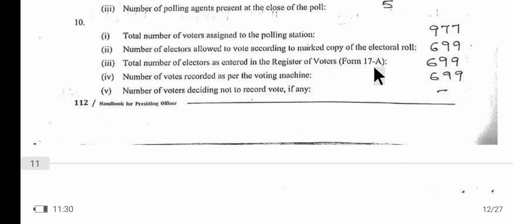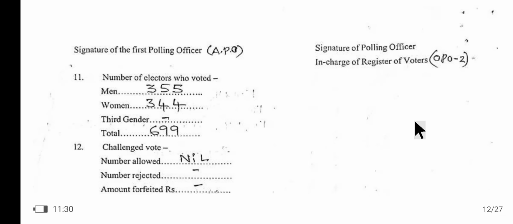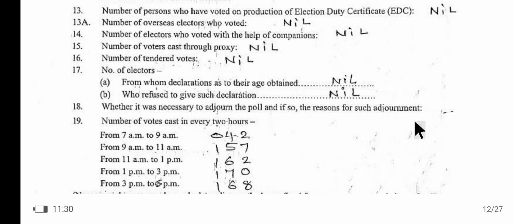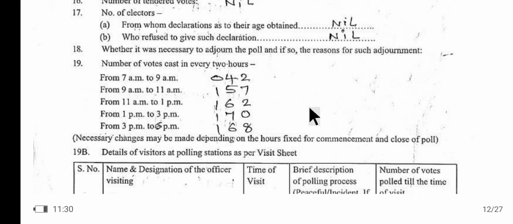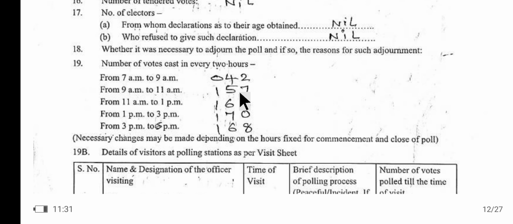Total number of electors as entered in the 17A, which is the register of voters. The number of voters recorded as per the voting machine should be tallied, and the number of voters deciding not to vote, if any. And if there is no such information, you can just put a hyphen mark or nil, and then the signature of the polling officer and the abstract information of the entire polling information. So this is the time-to-time recording of the information regarding the ongoing polling process from 7 a.m. to 6 p.m., with this information we have to fill in.